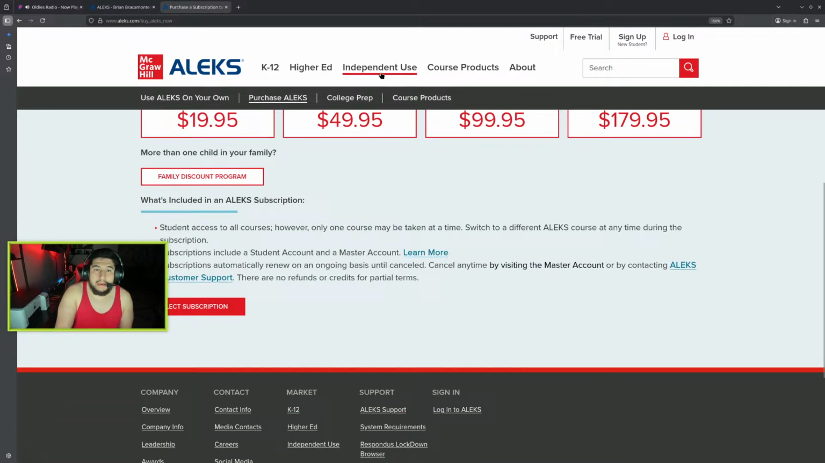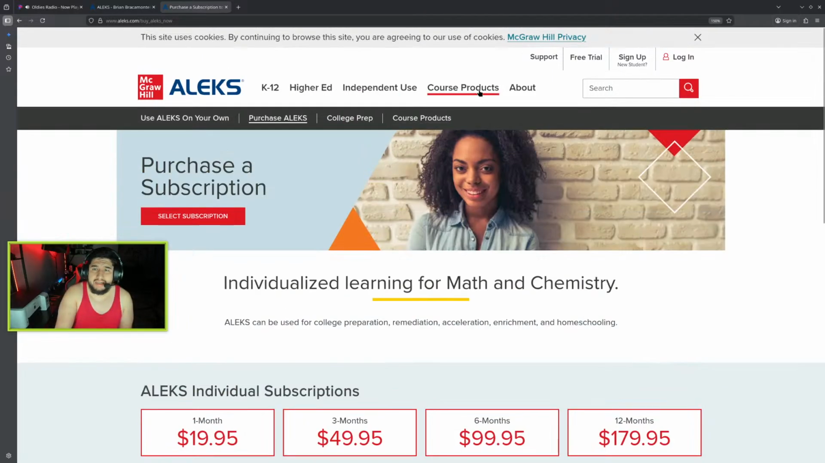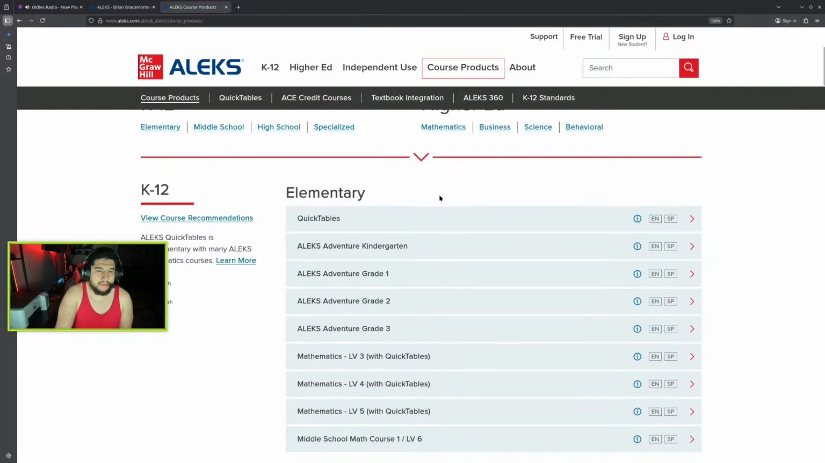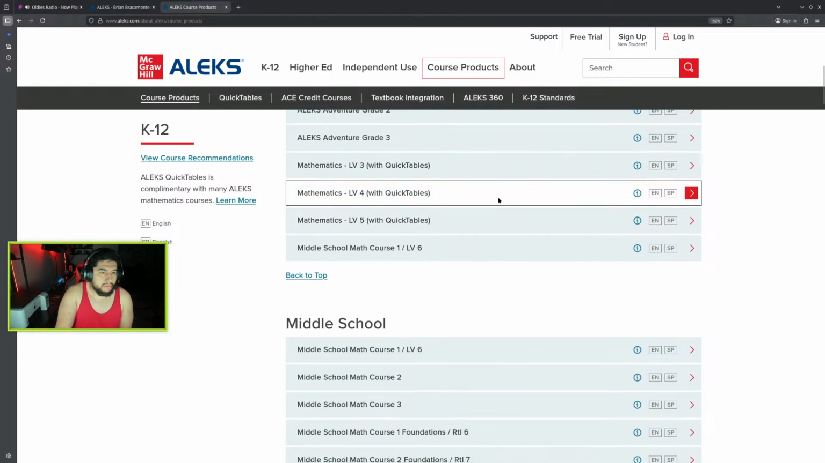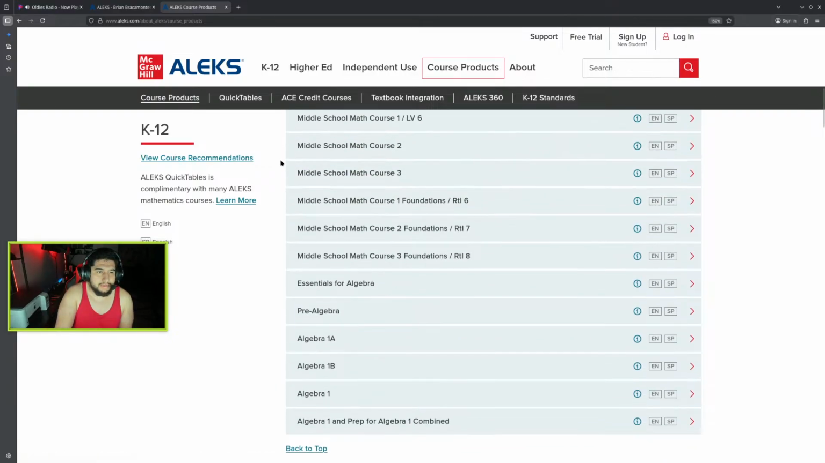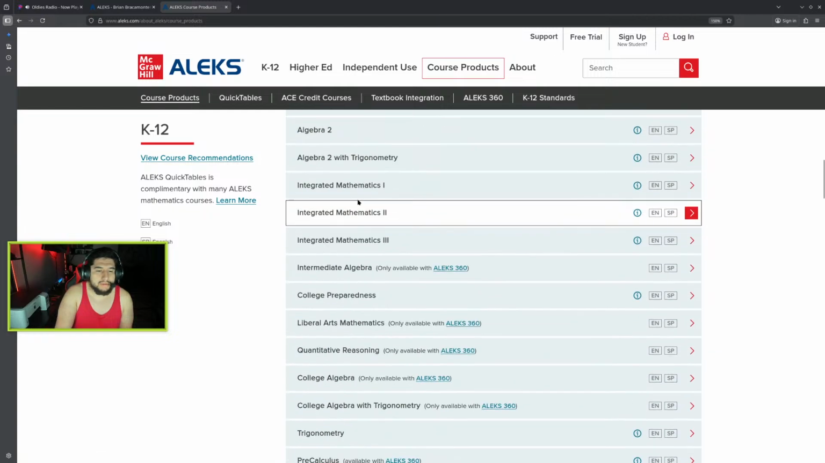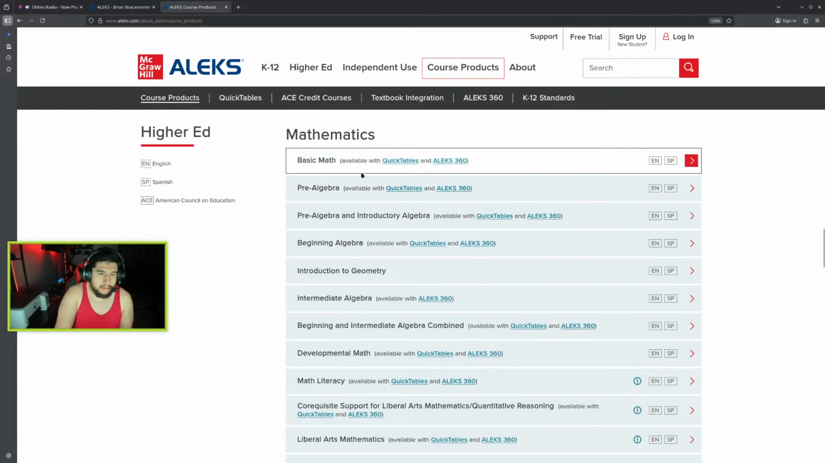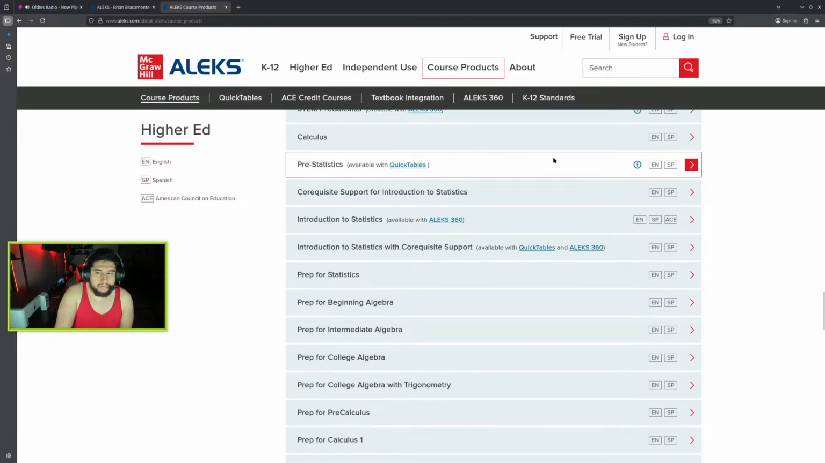And if you want to use Aleks for science or chemistry and math, because of their course products, you can see right here they have K through 12. So if you have kids and you want to homeschool them, or you want something to help them out in school, middle school or high school, and then college as well for you guys, it goes up to calculus.